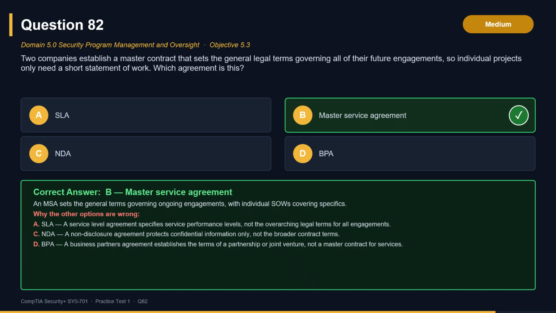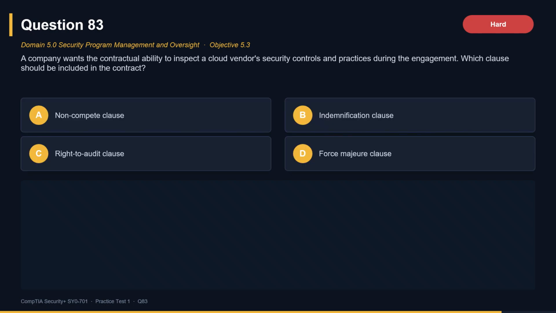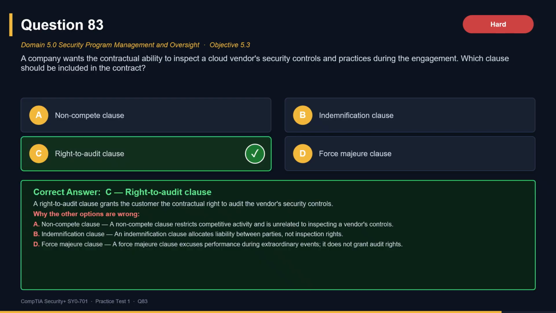for services. Question 83. A company wants the contractual ability to inspect a cloud vendor's security controls and practices during the engagement. Which clause should be included in the contract? The correct answer is C, Right to Audit Clause. A right to audit clause grants the customer the contractual right to audit the vendor's security controls.